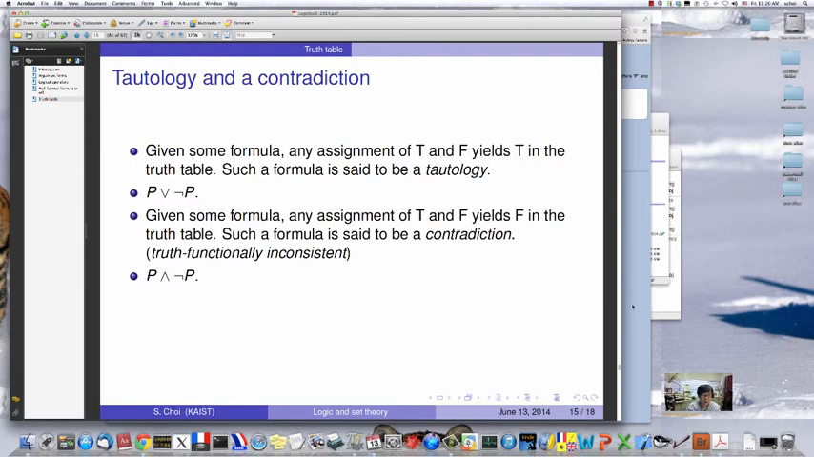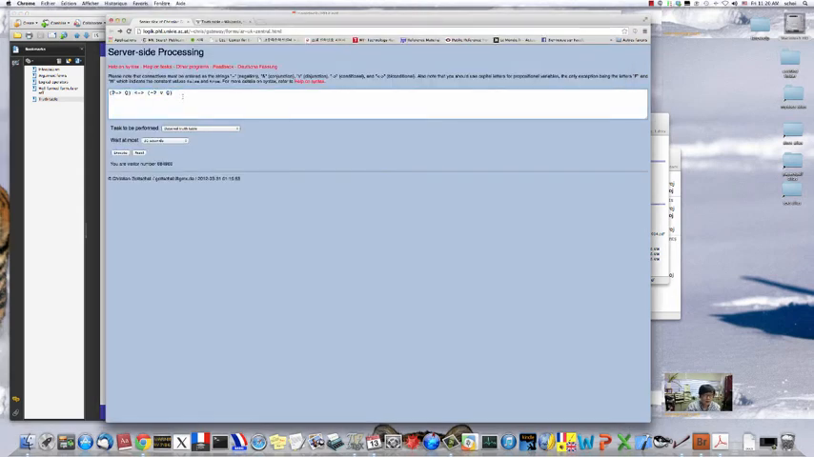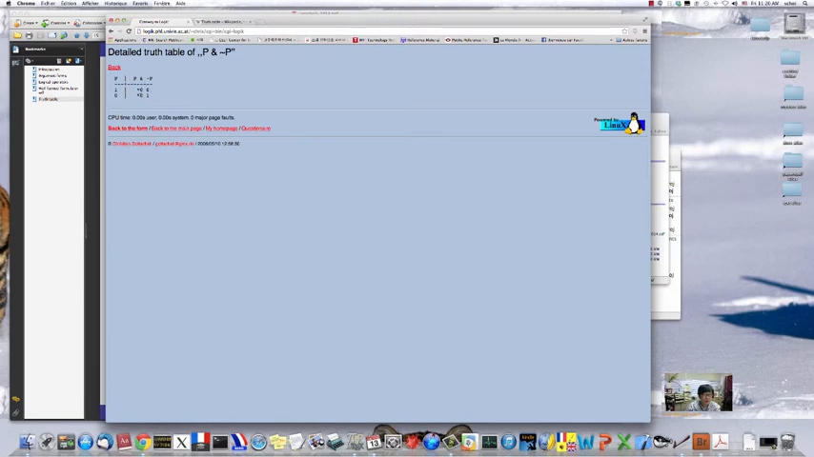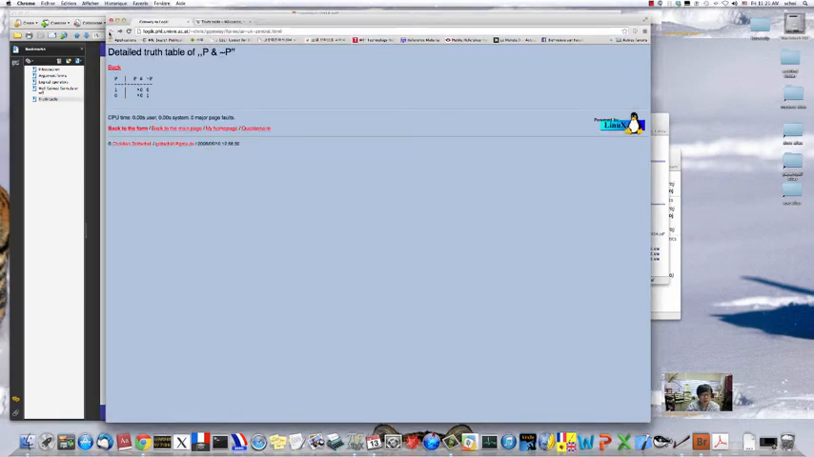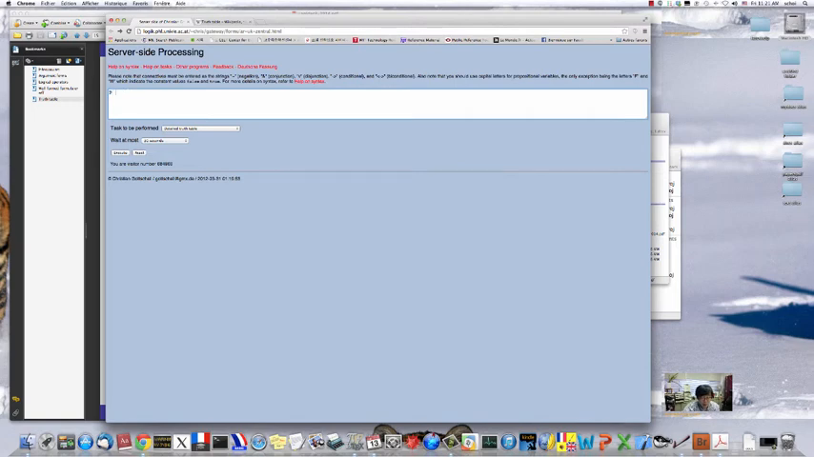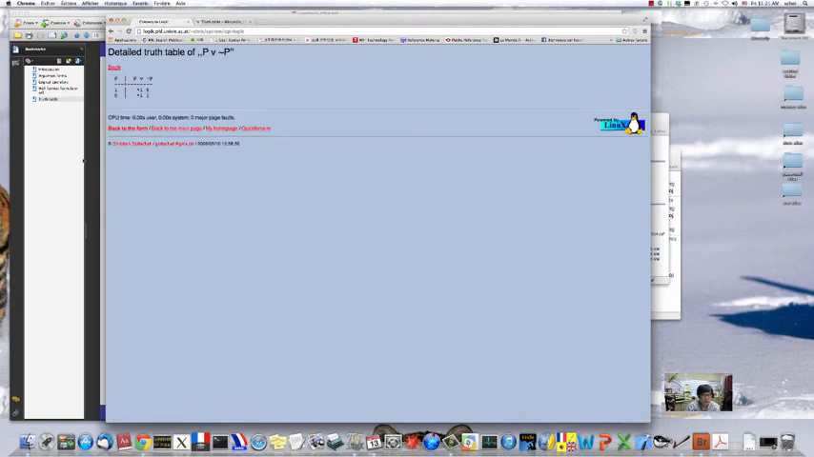Okay, so let's go and try this. P and not P. Okay. So the result is always false. So you cannot have this kind of situation. Something is and then something is not. So that's always true. Okay, so you can see that P or not P, so that's always true.